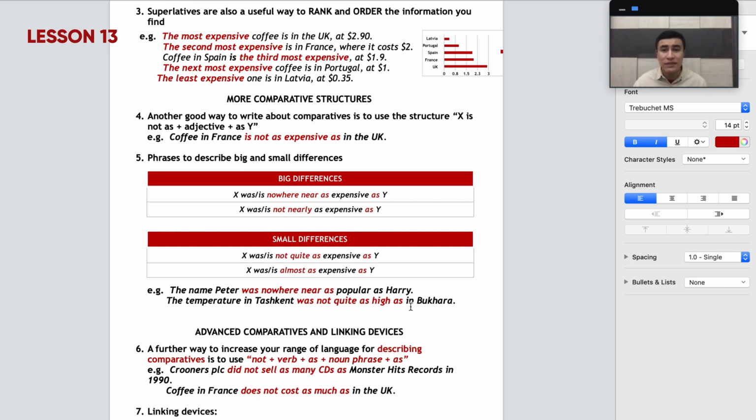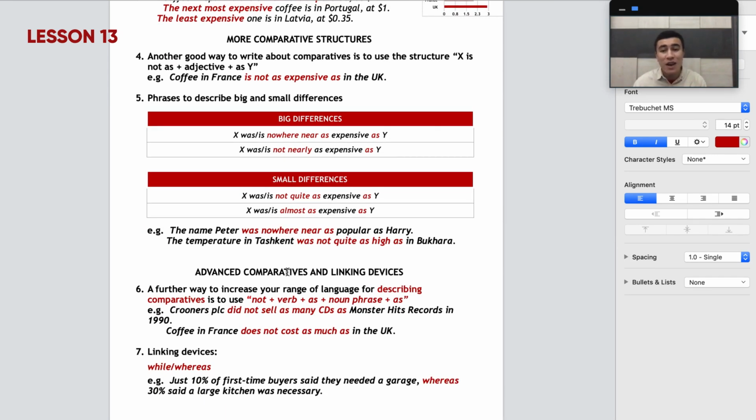So the idea of this sentence is that the temperature in Bukhara is slightly, let's say, higher compared to the temperature in Tashkent. Okay? X was or is almost as expensive as Y. So let's say the jewelry I bought for my wife was almost as expensive as a mobile phone. Let's say we are talking about quite an expensive phone here. And now we will talk about advanced comparatives and linking devices.